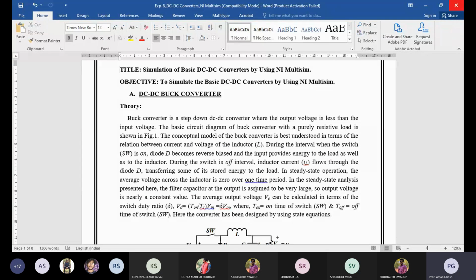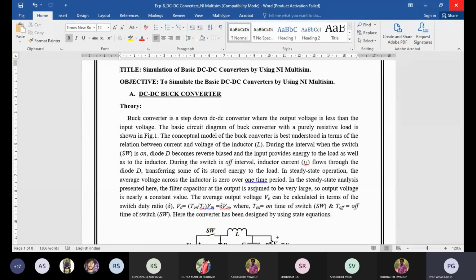Basically you know that basic DC-DC converter. Basically you have already completed 6 or 7 experiments, I think so, 6 maybe. Let me recheck. So the first one was half wave, then full wave, half wave with RL load. That was the first experiment.